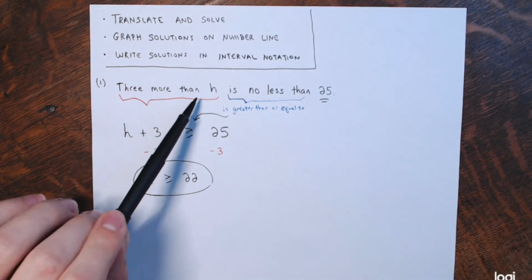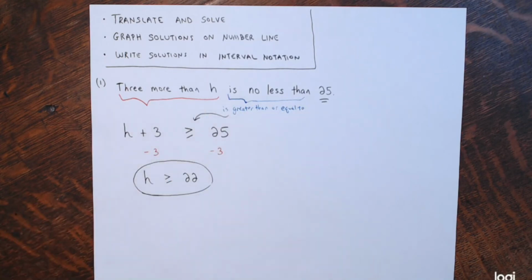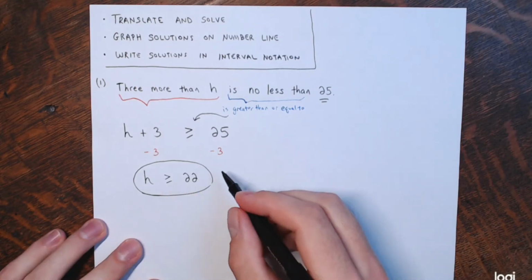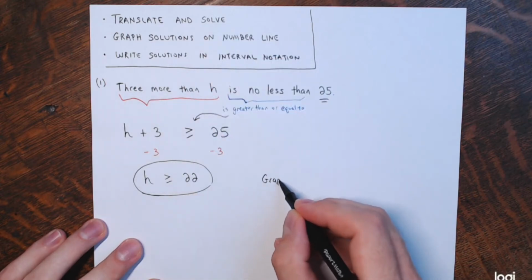Right? 3 more than 25, that would be 28, is not less than 25. That's true. 28 is no less than 25. And so on. Right? So I've solved. Great. Now I want to make a graph.